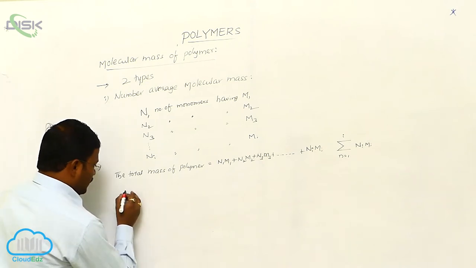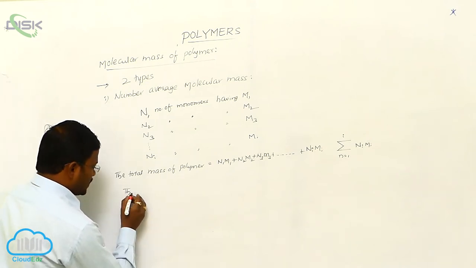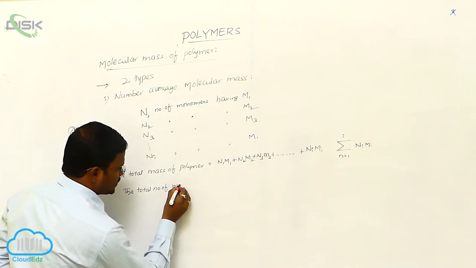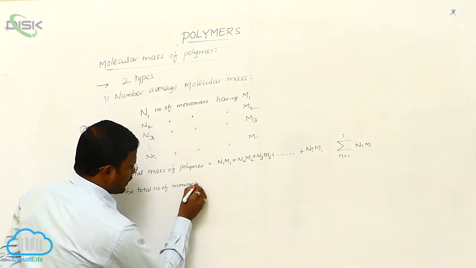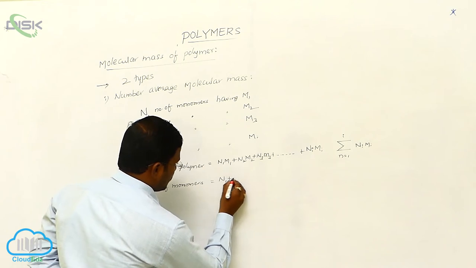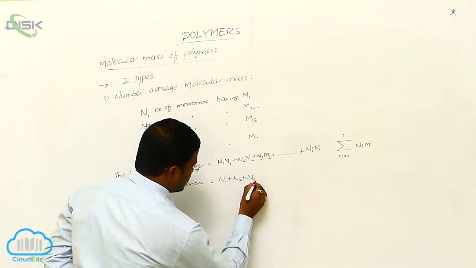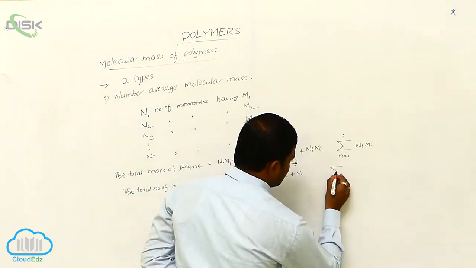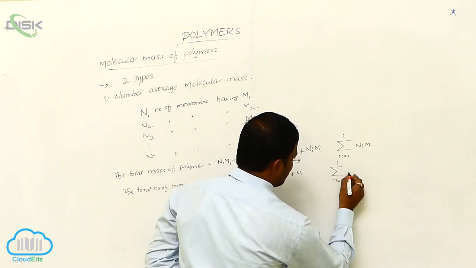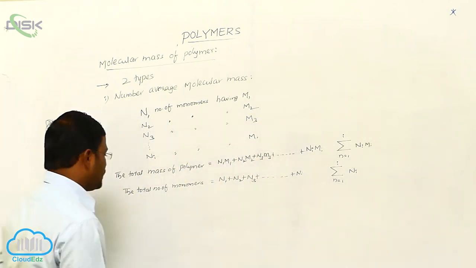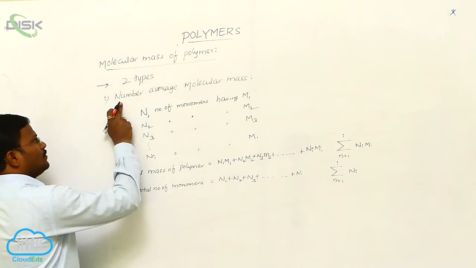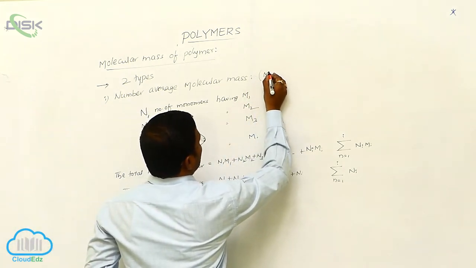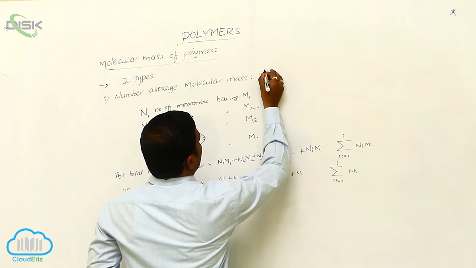How to identify total number of monomers present in the given polymer? The total number of monomers present in the given polymer is equal to n1 plus n2 plus n3 plus continuously up to ni. So we can express it as summation of ni. Then from these two we can derive number average molecular mass. This number average molecular mass is indicated with M bar n.